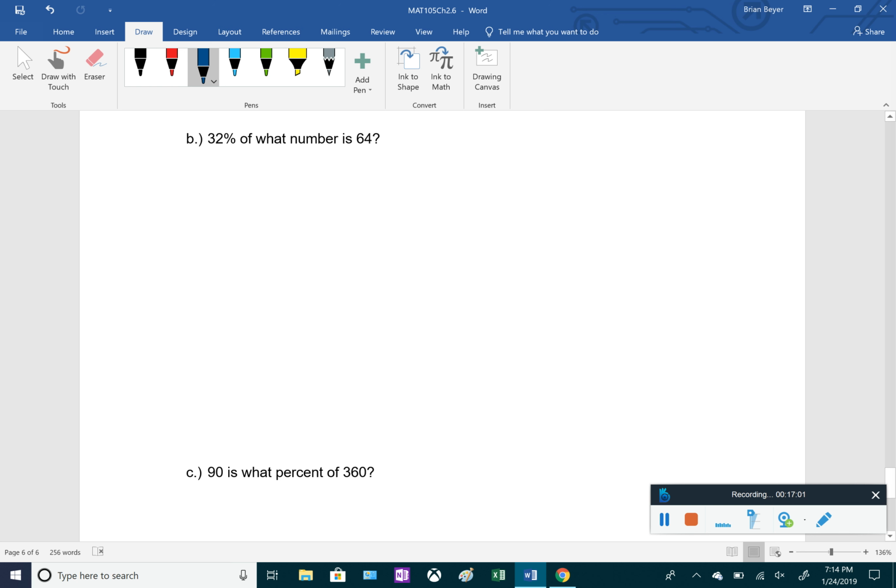So we want to know 32% of what number is 64. So setting up this proportion again, I'll start with the percentages because it's a little bit easier. 32 over 100, obviously. So we want to know 32% of what. So of what is the whole? So that's what we're looking for down there, the denominator. So 64 is the part.